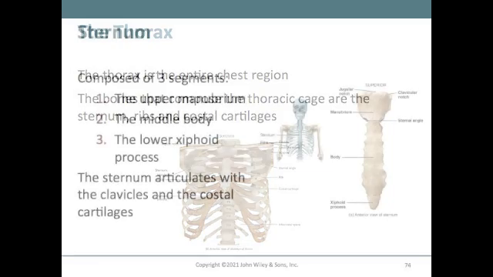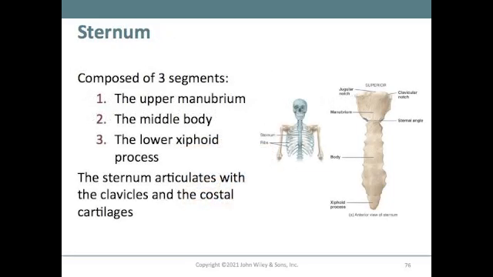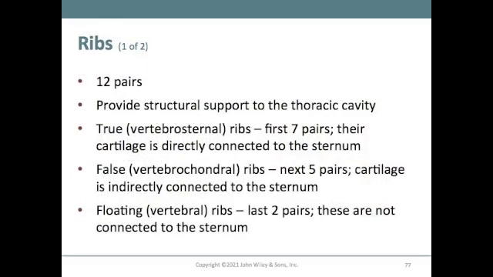And so here's page 234. We're still on figure 7.22, but you can see the 3 segments of the sternum. Here's the superior, and here's the inferior. We've got the upper manubrium, then the middle body, and then this little xiphoid process, which is the smallest part of that. The sternum articulates with the clavicles and the costal cartilages. You have 12 pairs of ribs. They provide structure and support to the thoracic cavity.